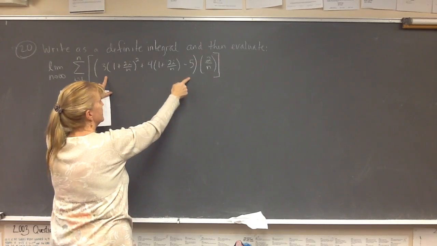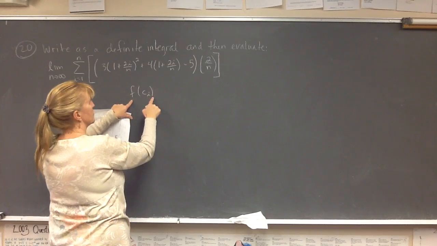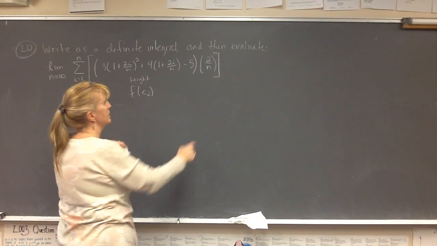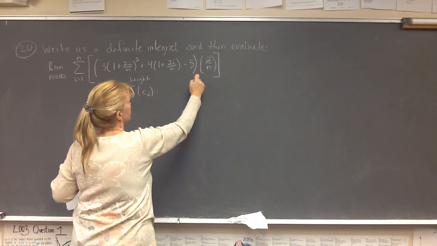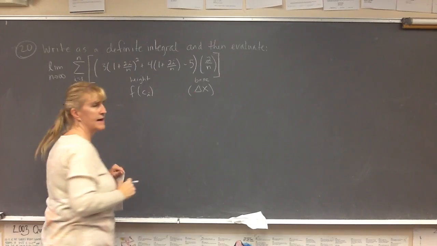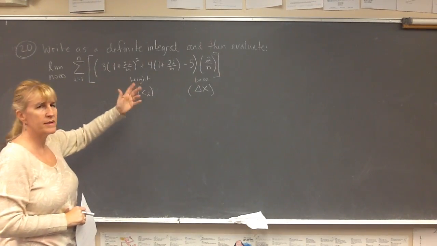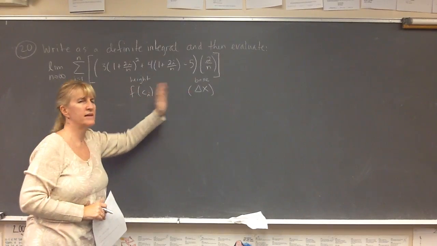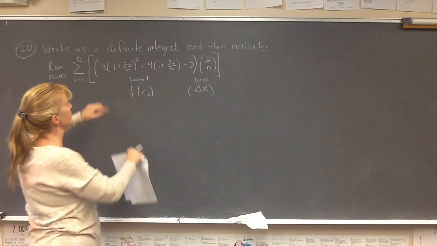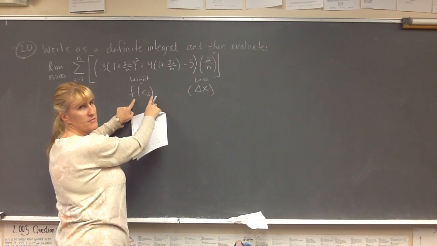depending upon where you are on your interval. So, if you recall, this is f of c sub i, which is the height of each rectangle, and this over here is the base of each rectangle, which is considered delta x. So we're adding an infinite number of base times height, or height times base, height times base, height times base. So when you look at this set of parentheses that start and end right here, it's pretty easy to pick out your function.